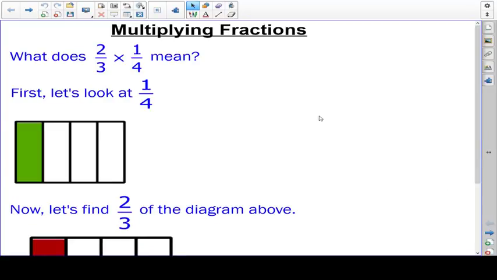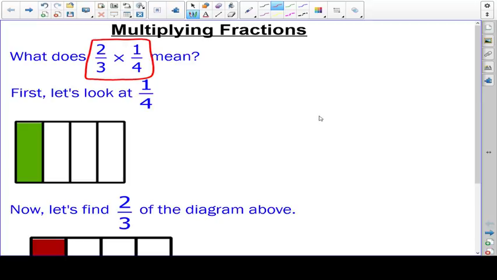Hello, grade 9s. Today we're going to look at how to multiply fractions. We're going to look at multiplying fractions with a picture, but also just multiplying fractions with actual numbers. So to think of this concretely, what we're going to ask ourselves is, what does 2/3 times 1/4 mean?